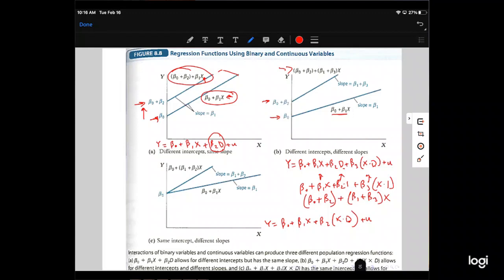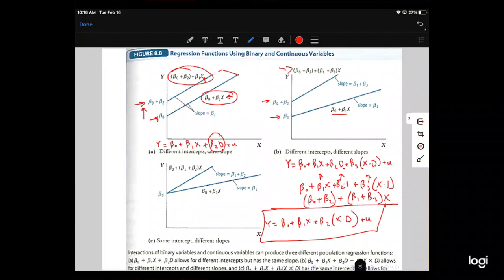Okay, so the bottom one, this is where we're limiting the intercept to be the same for both conditions for D, but we're allowing the slopes to change. And so this is our model here for this graph on the left. D does not enter the model by itself. It only enters through the interaction.